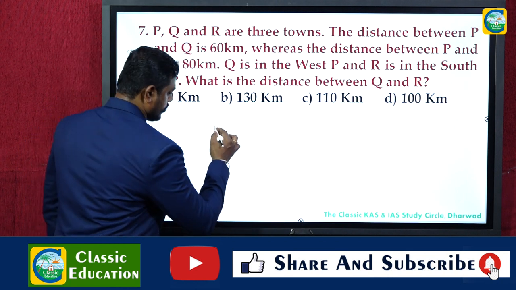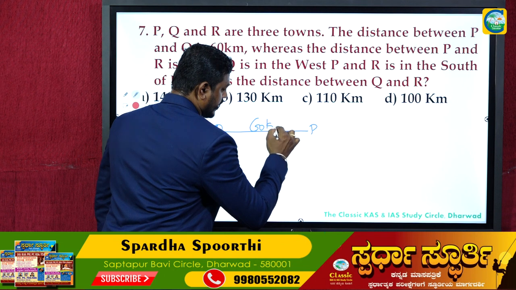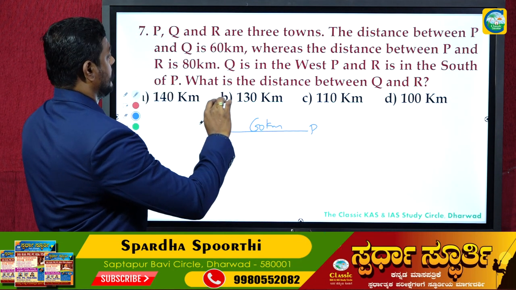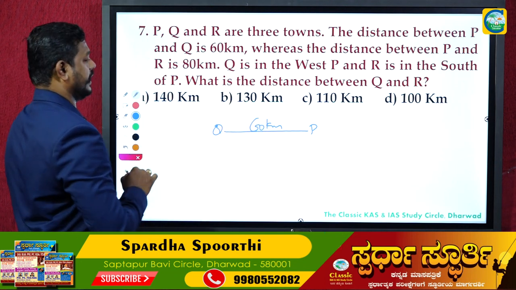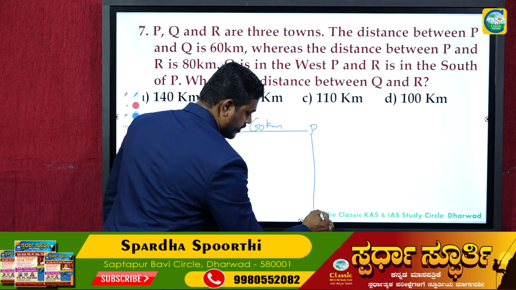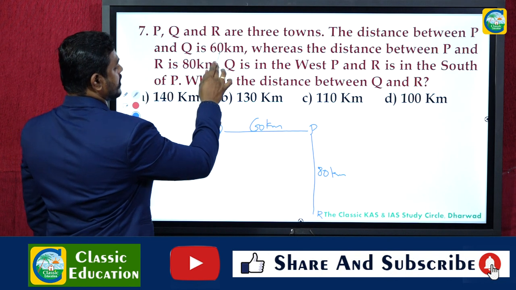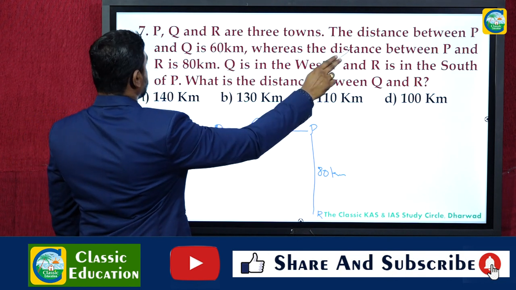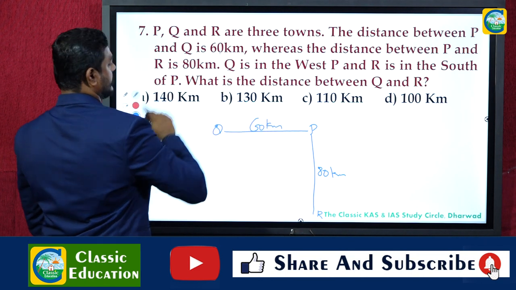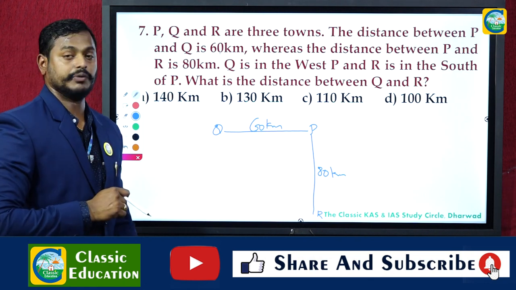Q is in the west of P, that is 60 km. And R is in the south of P. R is in the south of P, that is 80 kilometers. Before only they have mentioned it here. P and Q is 60 kilometers, P and R is 80 kilometers, right? So now the question is, what is the distance between Q and R?